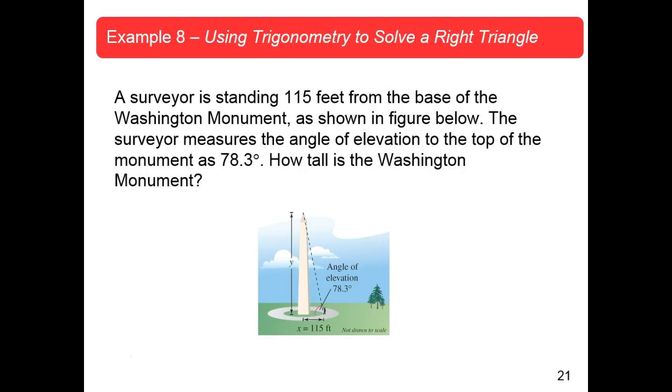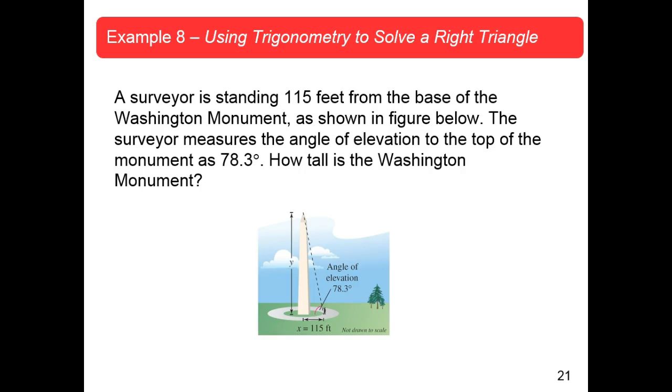A couple of things. Number one, the Washington Monument is on the mall up there, and the mall is generally very flat. So your assumption here is that it's a right angle between it and the ground. So therefore, you have a right triangle here. You have this length being 115 feet, because he measured that from the base, and he measured his angle here. He wants to know the y, or the height, or how tall, whatever you want to call that.